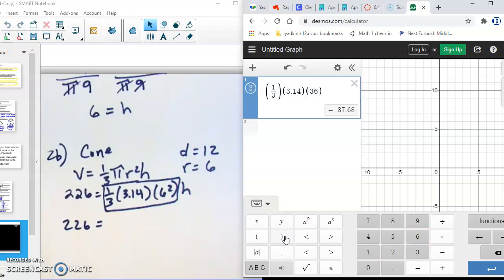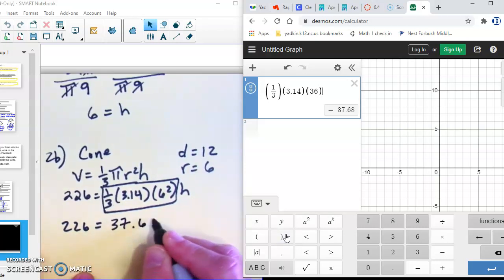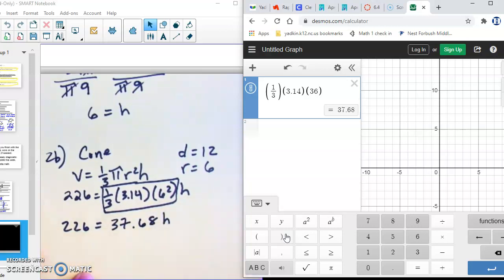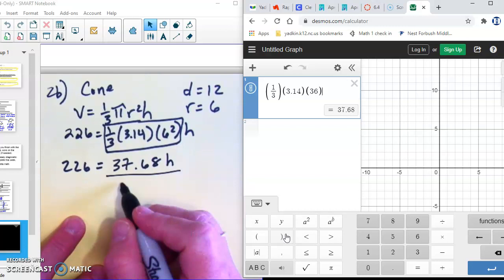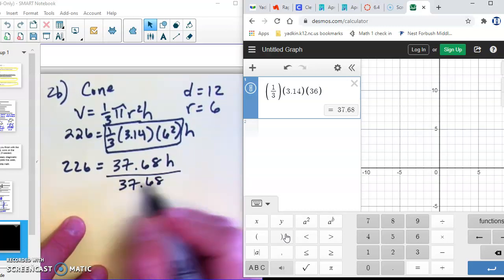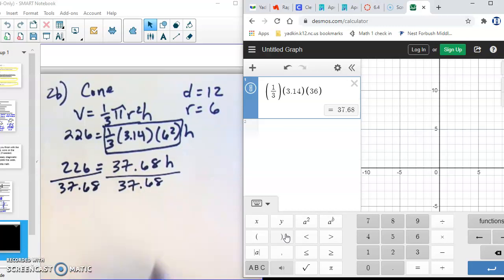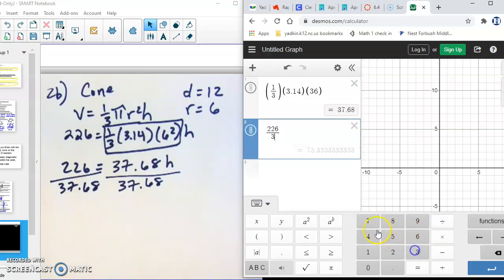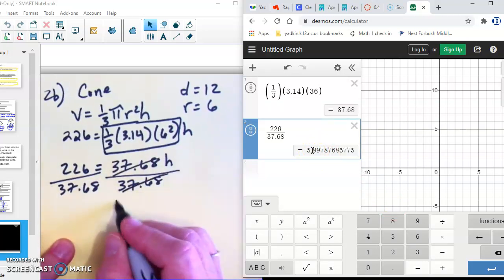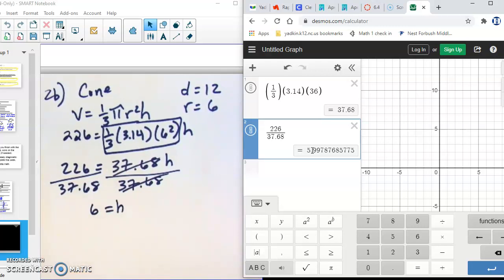So what does that equal? 37.68. That's not bad to write, so we can just use all those numbers. 37.68. Don't forget to bring down your h. So what do you do to solve for h? Divide by 37.68. And then in Desmos, we will do 226 divided by 37.68. And we're going to round to the nearest whole. So 5.9 rounds up to 6. That cancels out. h is equal to 6.